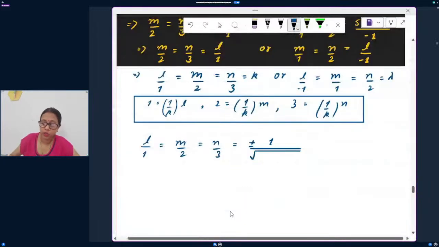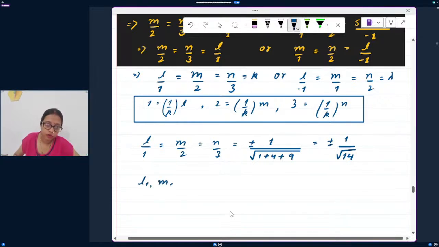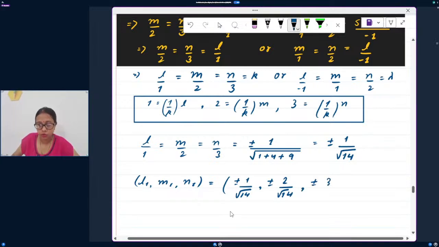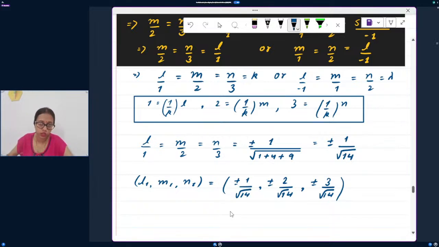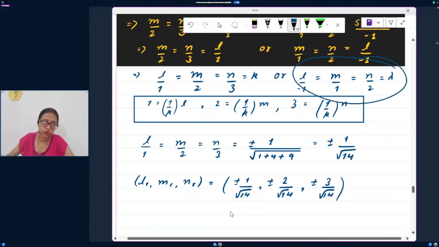So that is equal to plus minus 1 upon the root of 1 square is 1, plus 2 square is 4, plus 3 square is 9. So it is plus minus 1 by root 14. Okay. So what is the first set of direction cosines you are getting? You are getting plus minus 1 by root 14, plus minus 2 by root 14, and plus minus 3 by root 14. Okay. Direction ratios, you have divided by the root of a square plus b square plus c square, and it is converted into direction cosines. Same thing you can do over here also.